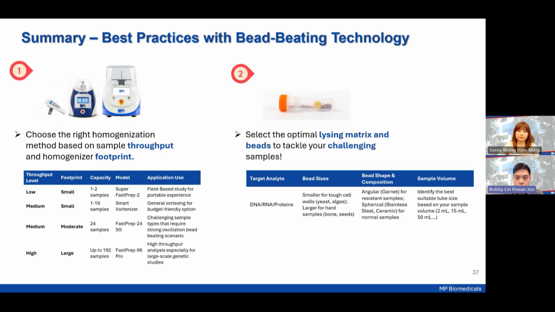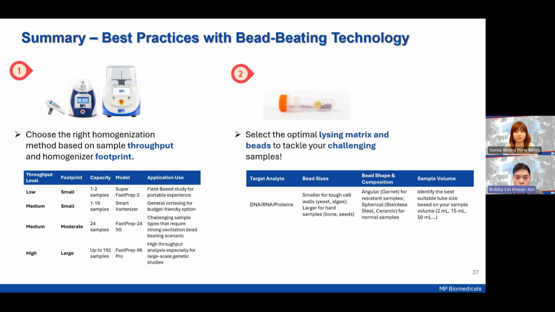And again, for budget-limited users, the Smart Vortexer, essentially a blend of homogenizer and vortex, is also suitable for you, with a sacrifice of a little bit longer time. But again, it's able to achieve optimal DNA yield and purity as well.